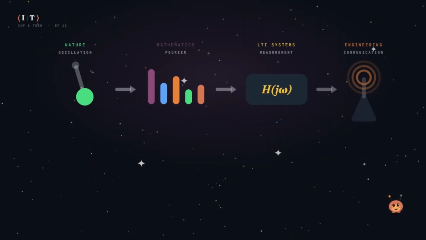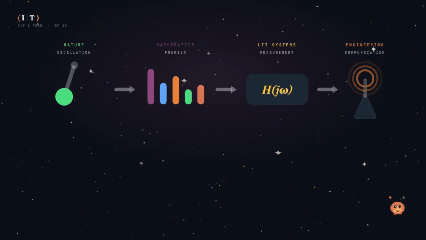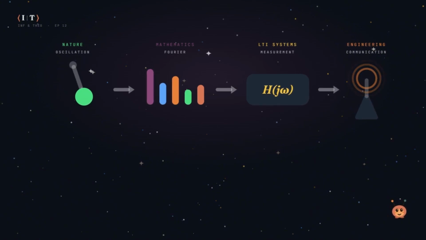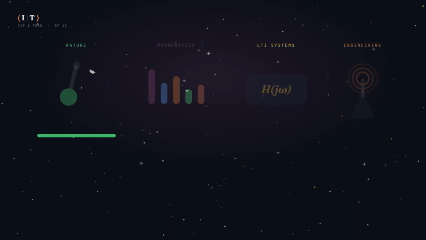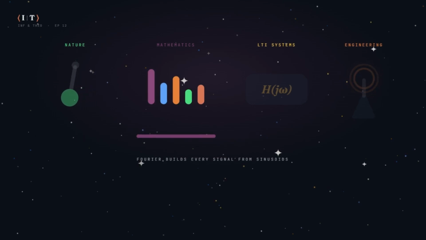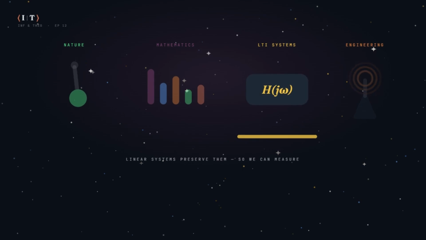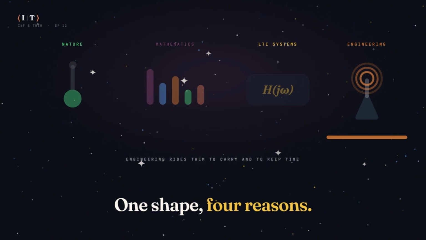So there are 4 reasons engineers keep coming back to the sine wave. And here they are together. Nature, Fourier, linear systems, engineering. Nature oscillates in this shape. Fourier builds every other signal from it. Linear systems preserve it, so we can measure. Engineering carries and keeps time with it.